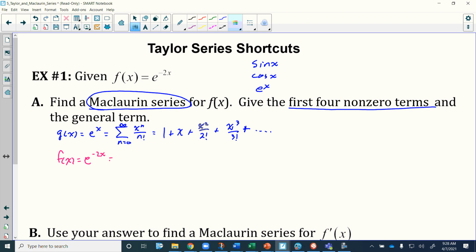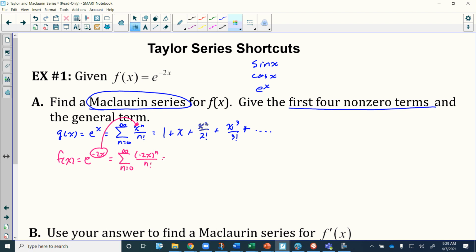And what we're going to do is employ some substitution. In this case, I have negative 2x as a power, and that is what I'm going to use to substitute into the simpler known expression. So my series will now look like this: the sum from n equals 0 to infinity of, in parentheses, negative 2x to the power of n over n factorial.